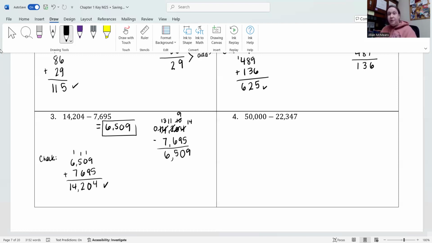All right, one more. And this one's going to be kind of a little wacky. All right, so we have 50,000 minus 22,347. Well, we can see right off the bat, we're going to have to do some serious borrowing.